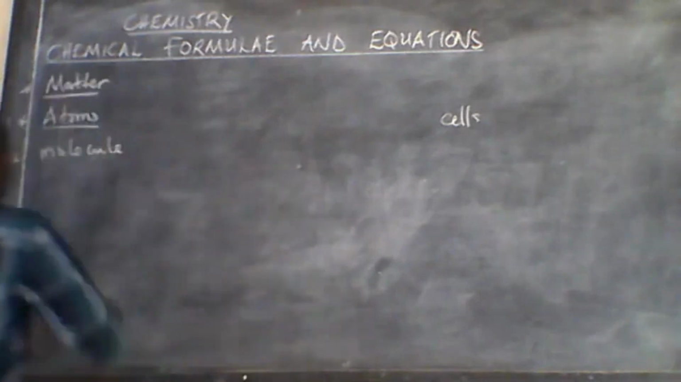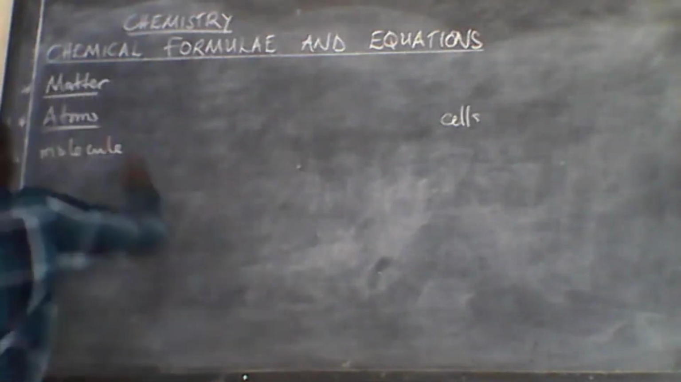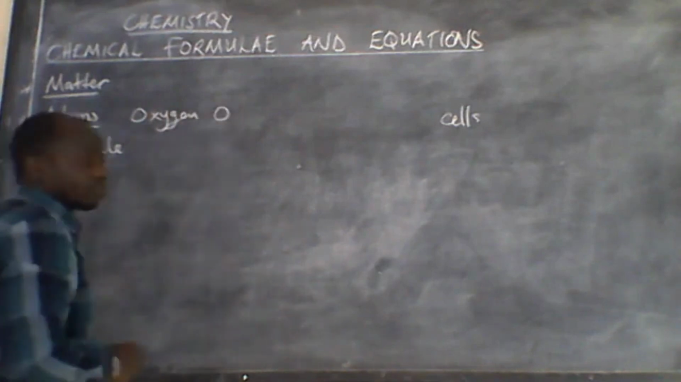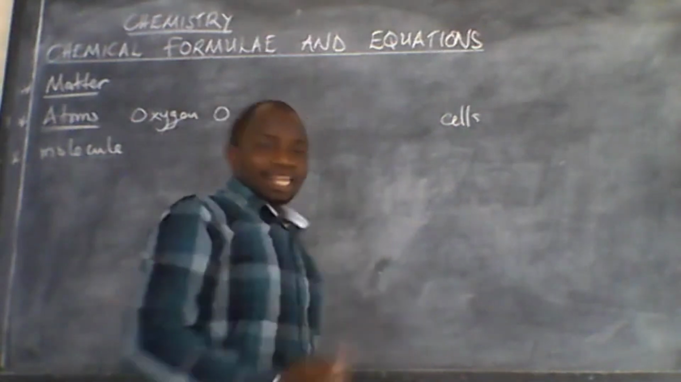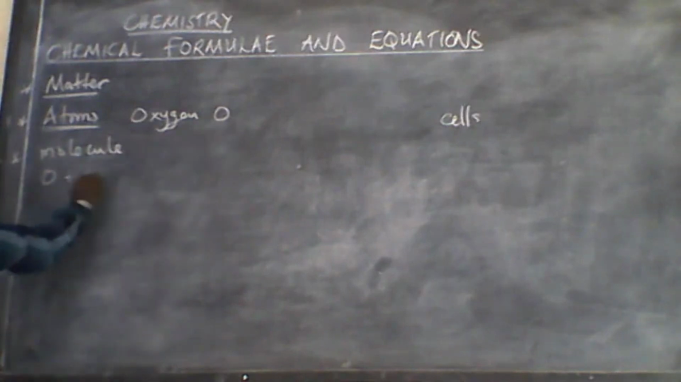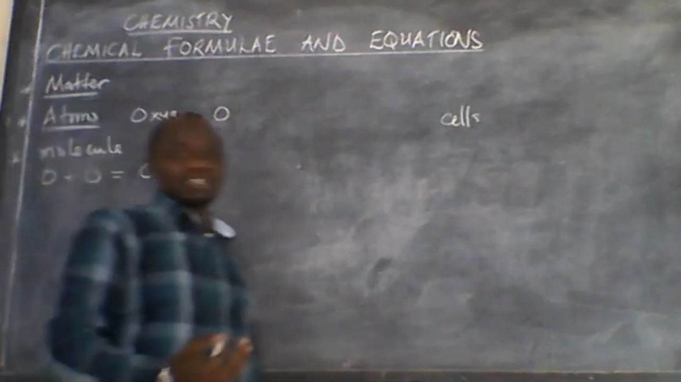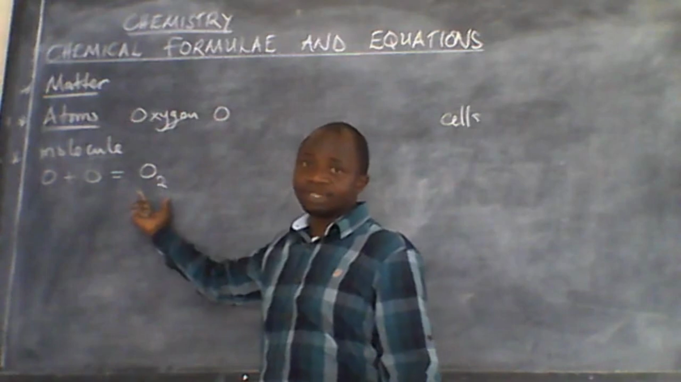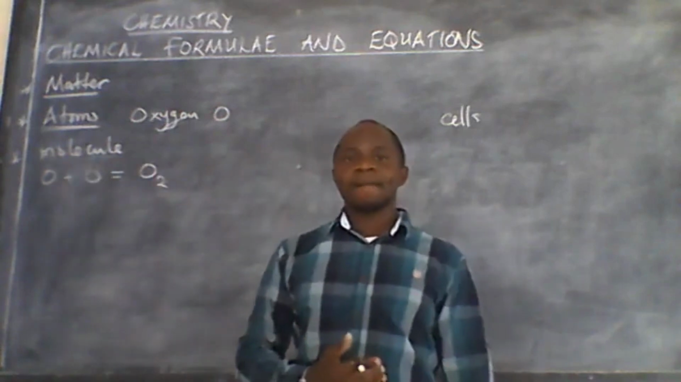What we mean by this is, for example, we take an atom of oxygen, because it's an element. If we combine oxygen plus another oxygen, we are going to come up with oxygen gas from the two combined. This is what we are referring to as a molecule.